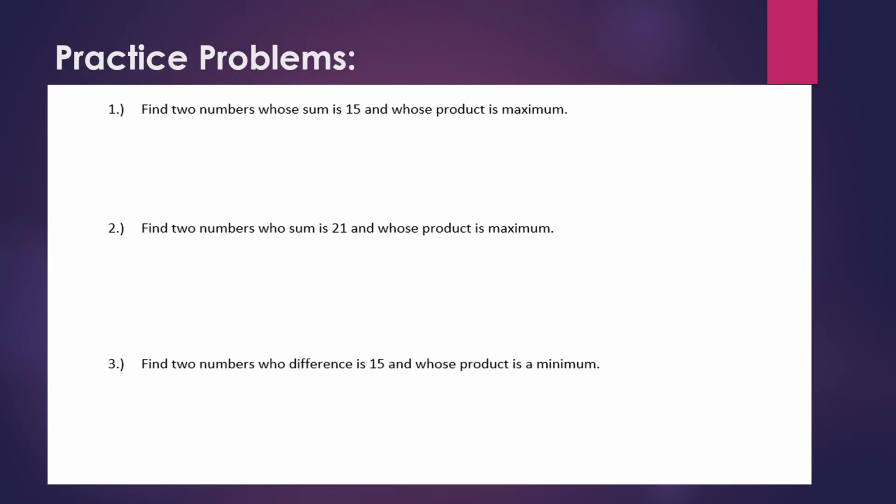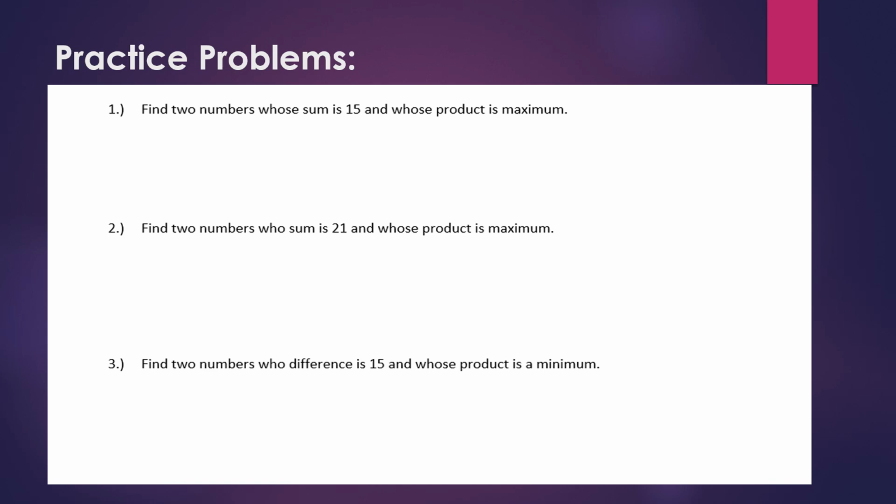So let's take a look at a few example problems. For number one, it says find two numbers whose sum is 15 and whose product is a maximum. So two numbers, when I add them together, I get 15, but when I multiply them together, it is a maximum. So a little stipulation here, they're saying the two numbers, but they're not saying two distinct numbers. And we're going to see that in our answer. The numbers are allowed to be the same number.